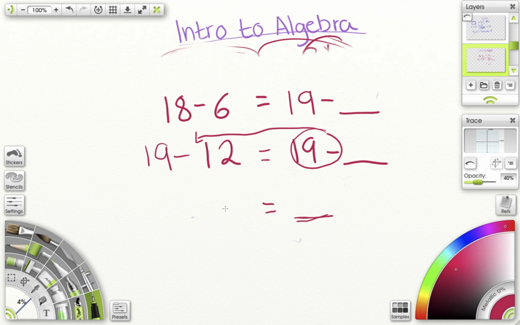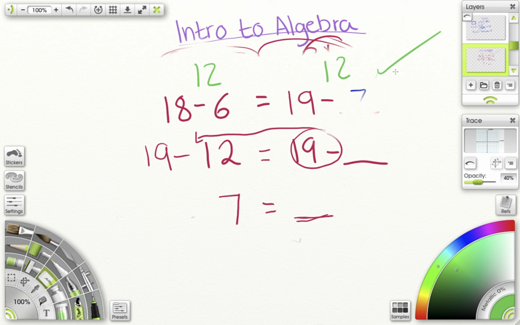So this is where you have to judge a little bit. Because if I do 19 minus 12, this gives me 7. 7 is therefore equal to the blank number. So if I put 7 in here, let's figure out if I am correct. 18 minus 6 is 12. 19 minus 7 is 12. It works. So we're right.